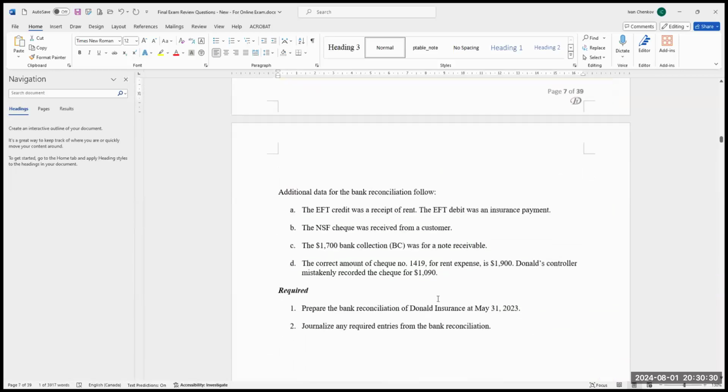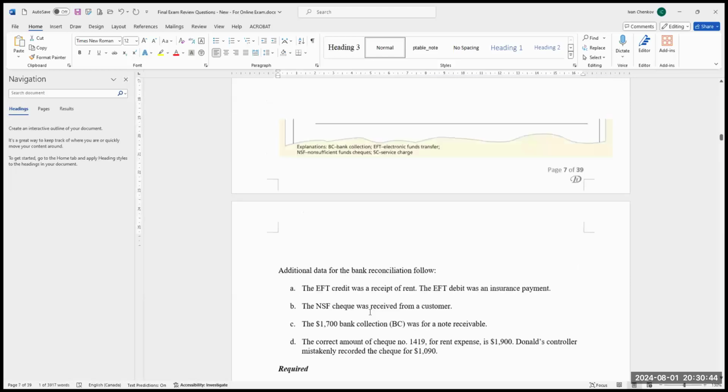Bank is correct and controller made a mistake. Short with $810. That should be $810. What we have to do is a bank reconciliation for the month of May and journalize the entries from the bank reconciliation.